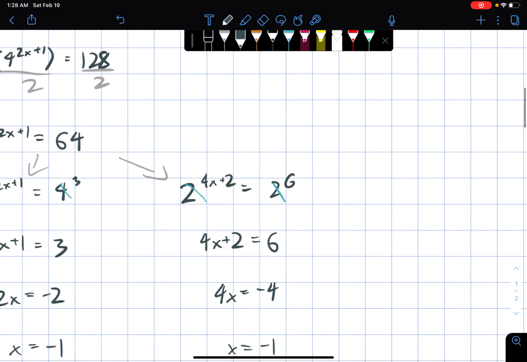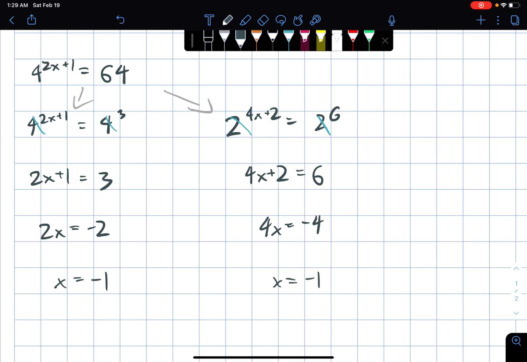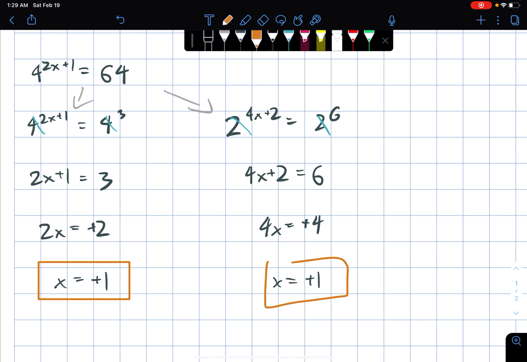Alright, I'm back. Let's see. For solution 1, 2x plus 1 is equal to 3. I apologize. I see my mistake now. 3 minus 1 is positive 2, not negative 2. 6 minus 2 is positive 4, not negative 4. So yeah, x is equal to positive 1. Just a minor mistake, but that could really make a difference. 1 and negative 1 are different.